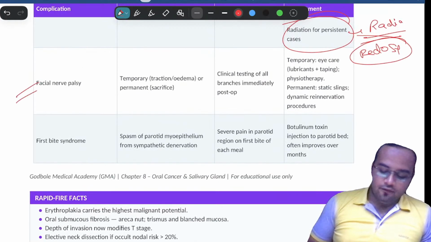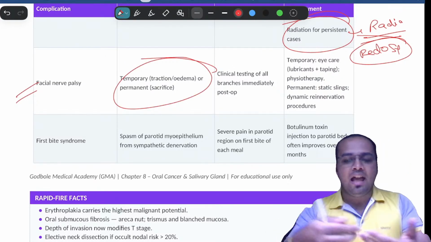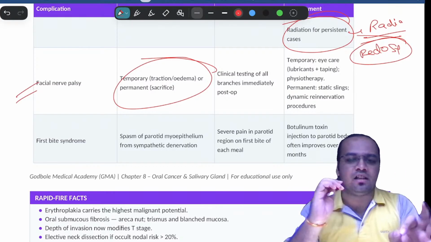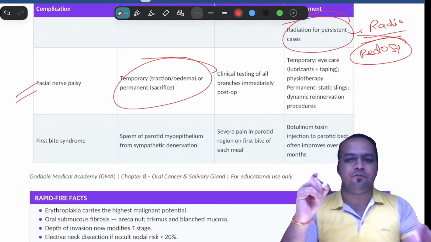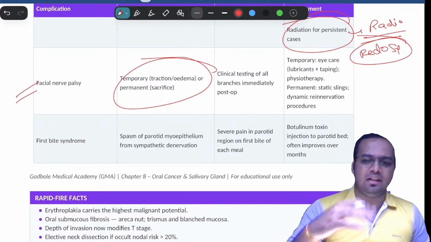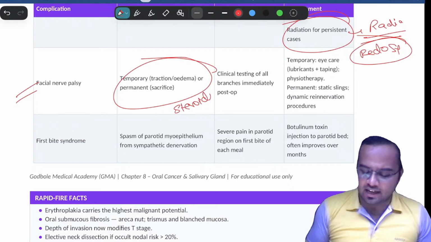That is important. Temporary facial nerve palsy. Many times when you are operating, there might be some edema, and the traction on the facial nerve might cause subclinical facial nerve palsy. You don't have to do anything. You just have to take care of the eyes, because the eyes will not close properly. So you can give lubricant eye drops, or sometimes people also give steroids to subside the edema. Very much important.